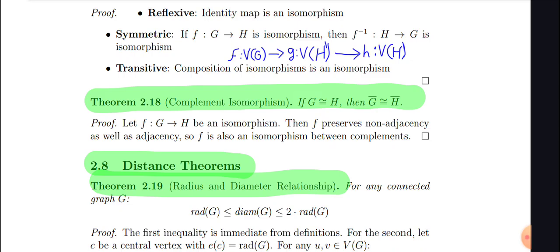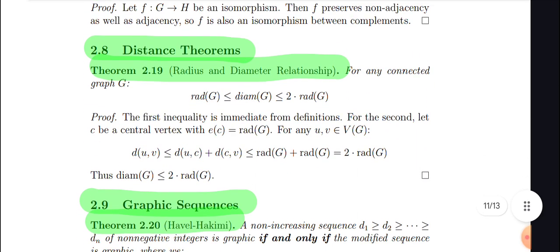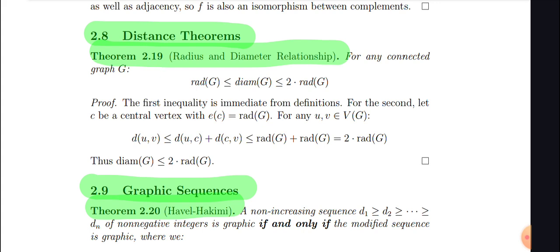Let's return to our distance metrics, radius and diameter. We have a theorem that sets a strict relationship between them. For any connected graph, the diameter is bounded by the radius.